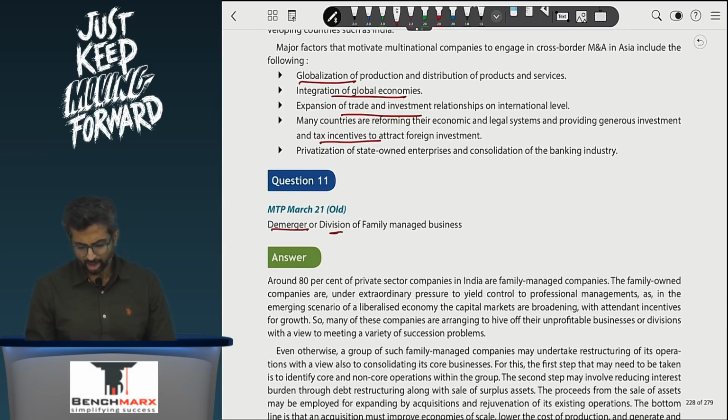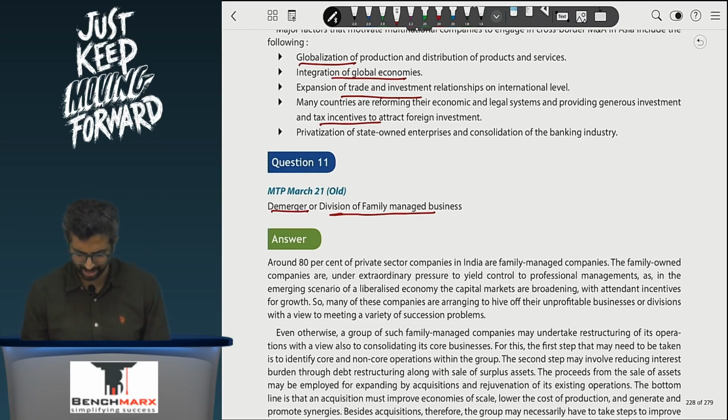Demerger or division of family managed business. It's like every other demerger, just that because it is family managed, there might be an additional complexity in terms of the family agreement, etc., on which the demerger can happen.